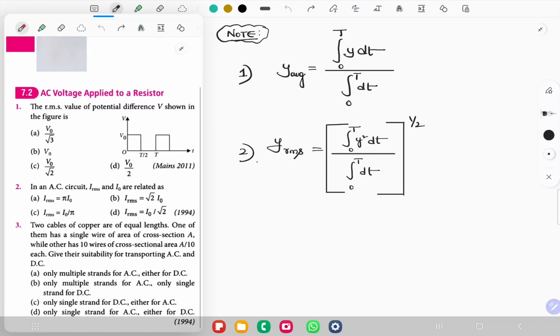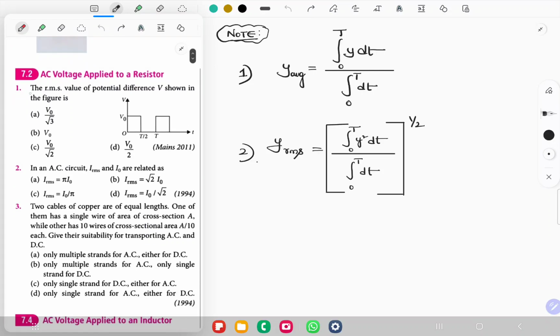Okay, so the very first question is based on AC voltage applied to a resistor. First one, the RMS value of potential V shown in the figure. So they have given some voltage variation with respect to time graph. We have to find out its RMS value. Which formula do I have to use to find RMS? Second formula we have to use. Let's try to answer this.